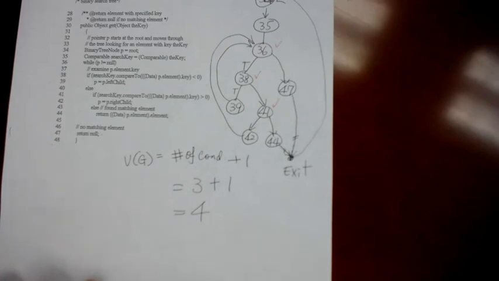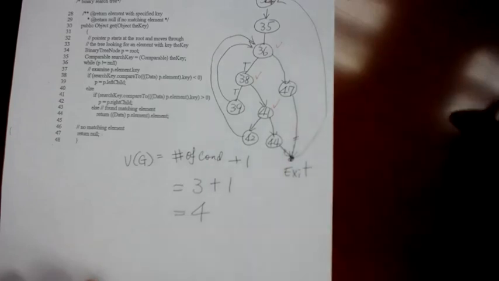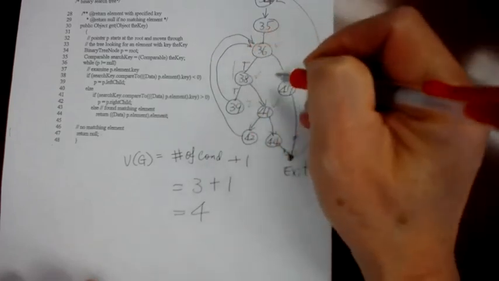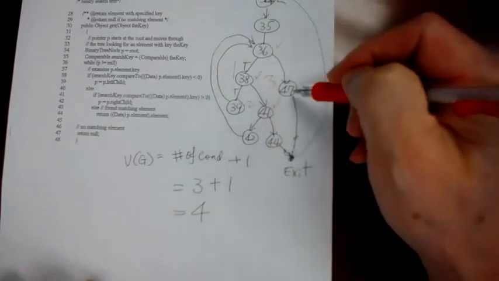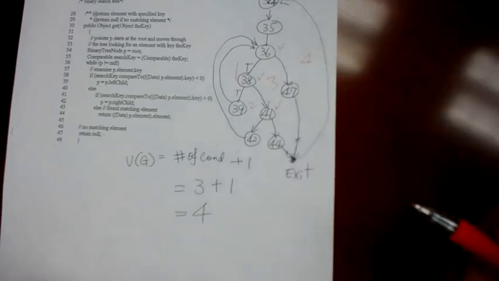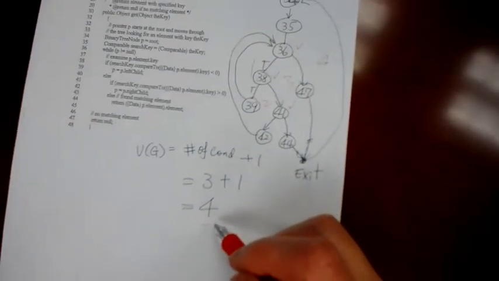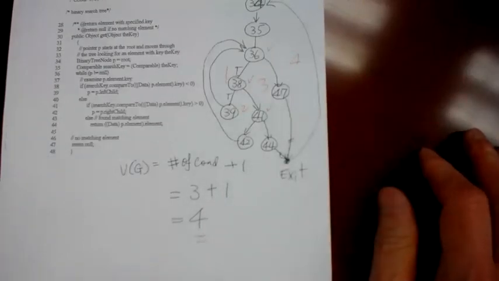So you can see that it is actually 4. If you want to count the number of areas, you say 1, 2, 3, and if you move this link, you count that, it's also 4 as well. So the cyclomatic number for this one is 4 as well.